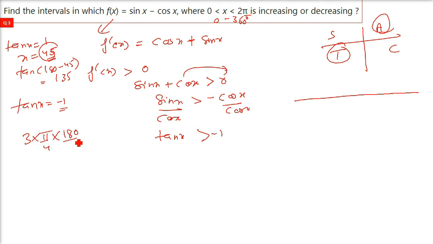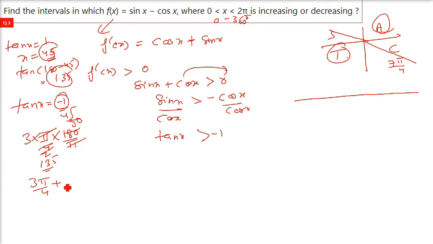See, if you multiply 3 pi by 4 by 180 by pi, what do you get? This is 9, this is 45 degrees, 45 into 3 is 135 degrees. So one angle is 135 degrees. What will be the other angle? Here, it will also make tan x equal to negative 1. So we have 3 pi by 4, and I know that this is a 180 degree line. So just add pi more. So you'll get 7 pi by 4.